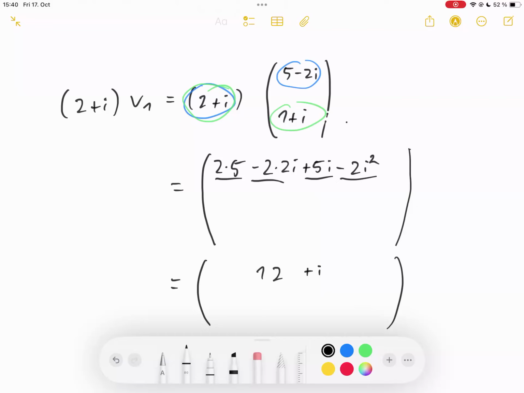The solution in the chat is correct. And you can continue this for the next entry. So 2 plus i times 1 plus i. So we have, I'll do this in parallel while you try.